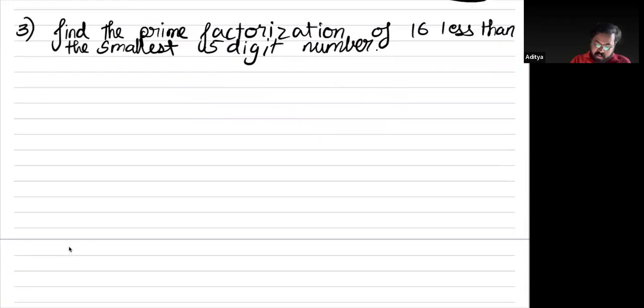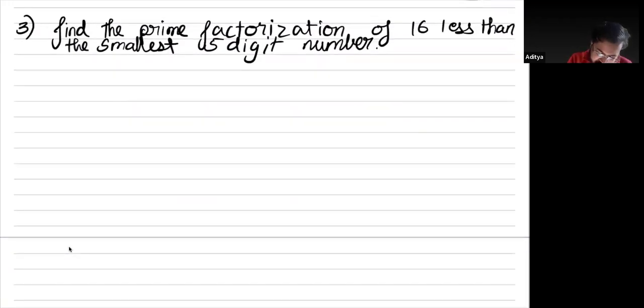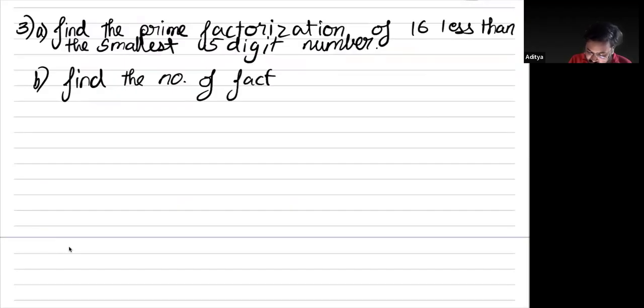Right. So some of you have already done question 3. So part A is this. Part B is find the number of factors of that number.